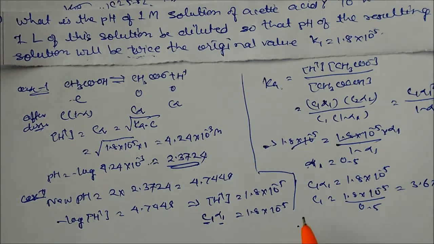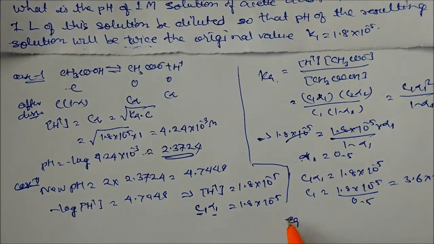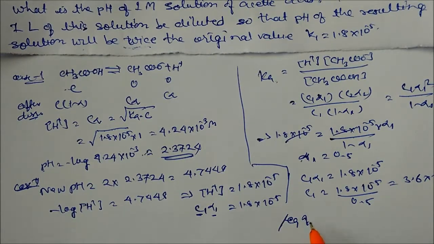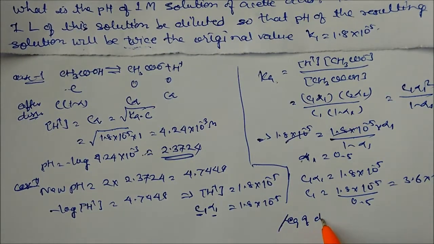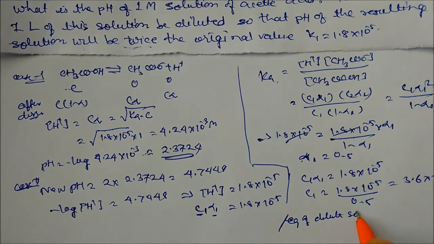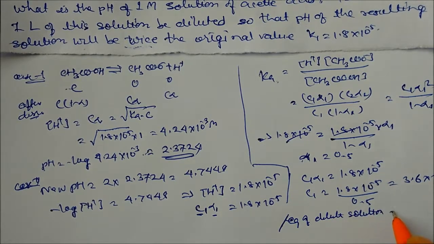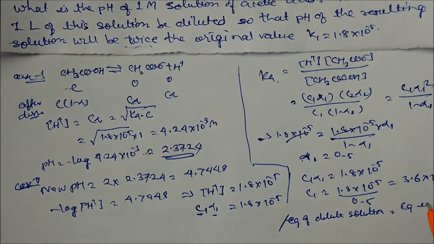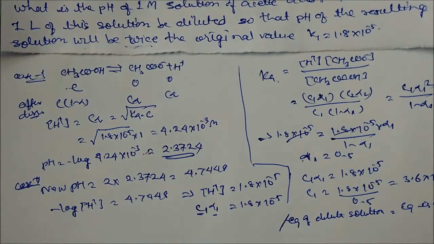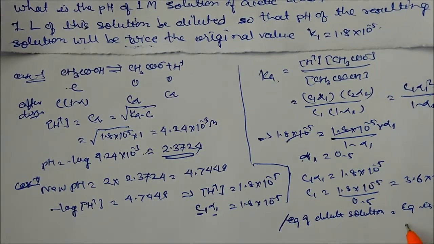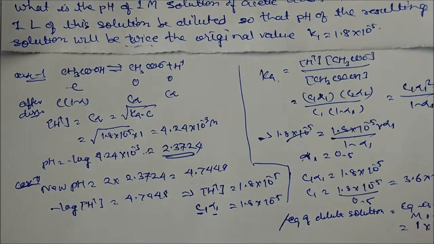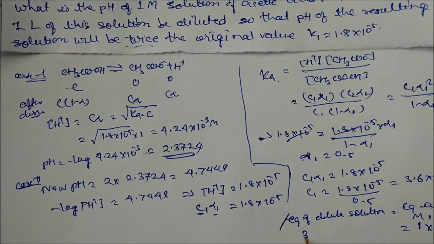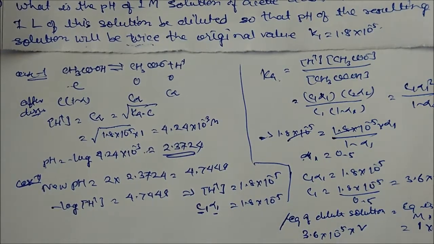So again we can see right here, we have to find the volume's equivalent. Equivalents of dilute solution is equal to equivalents in concentrated solution. So the concentrated solution is 1 molarity, 1 liter. So this is the molarity, this is the V. The dilute one is how much? 3.6 into 10 power minus 5 molarity into volume. So volume will be how much?